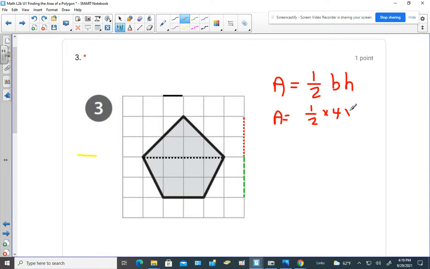The height has to be perpendicular to the base. In other words, it has to form a 90-degree angle, or form what some people call an upside down T. So this red line would represent the height of the triangle, and if we count how many units it is going up, we get 1, 2.